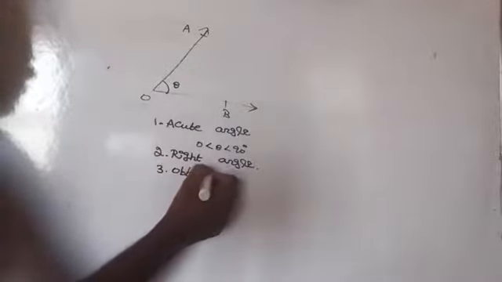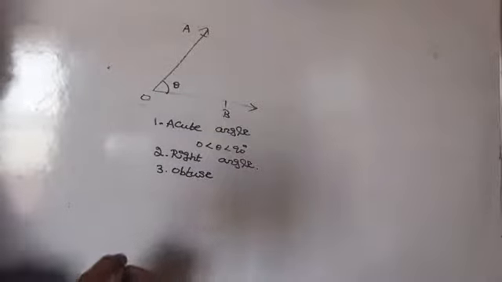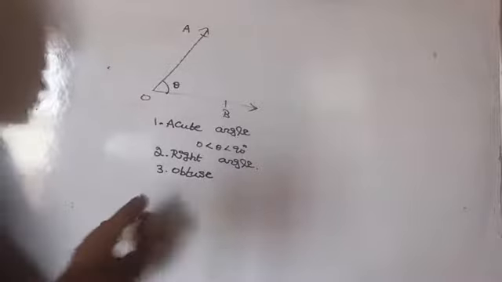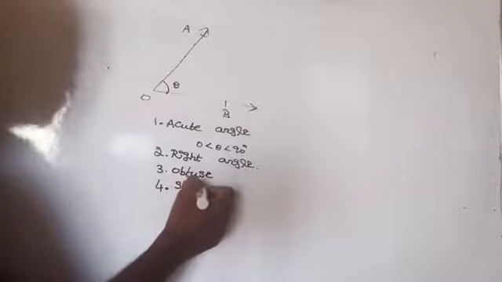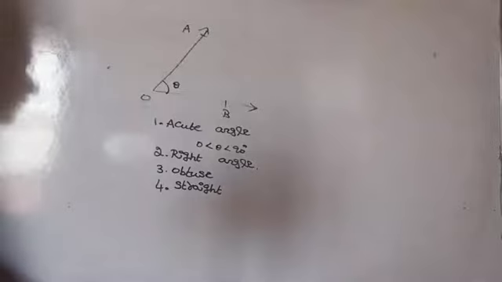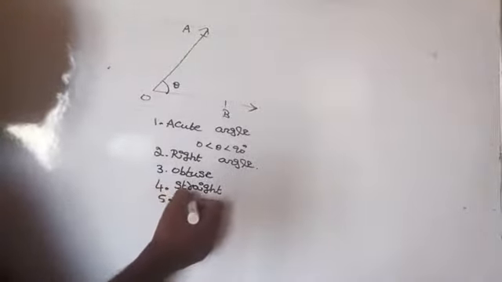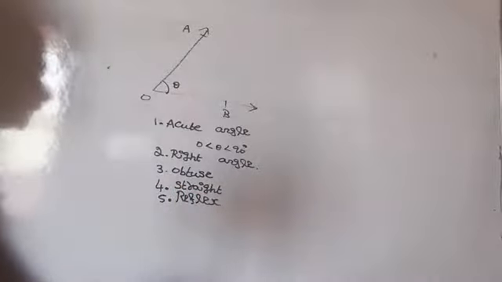Then after that, the obtuse angle. An angle that measures more than 90 and less than 180 is called an obtuse angle. Then the fourth one is the straight angle. A straight angle is an angle that measures exactly 180. Then the reflex angle. An angle that measures more than 180 and less than 360.